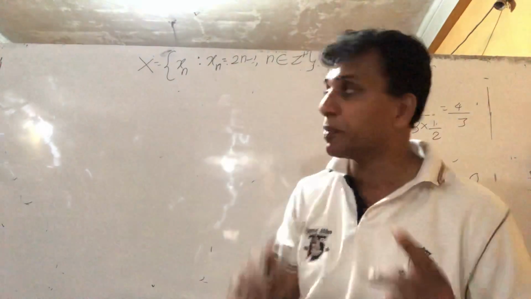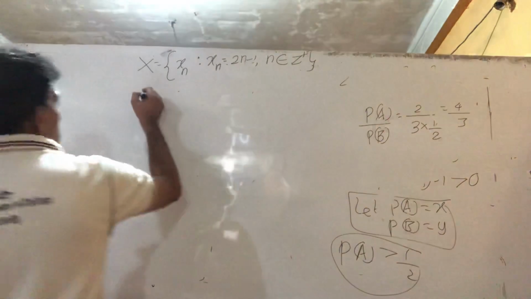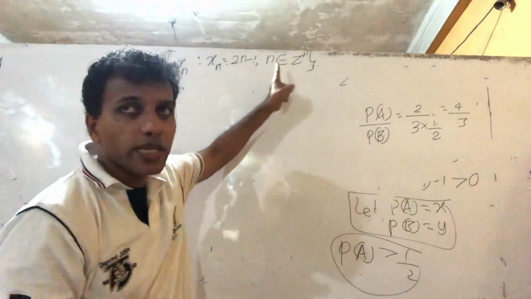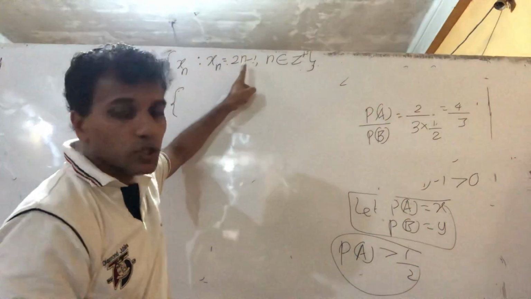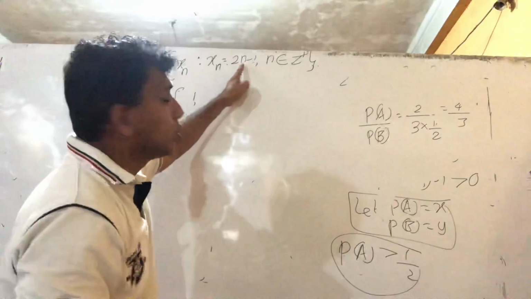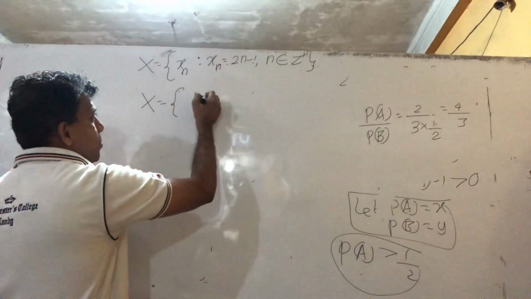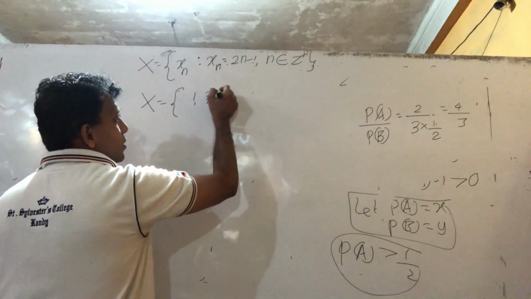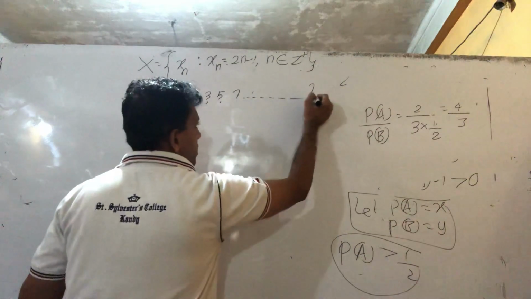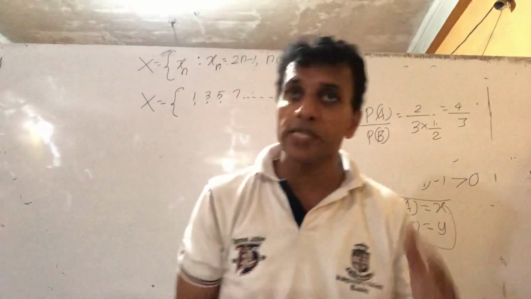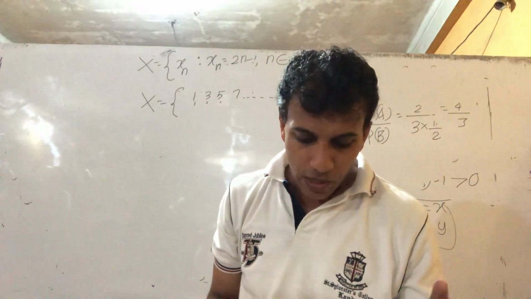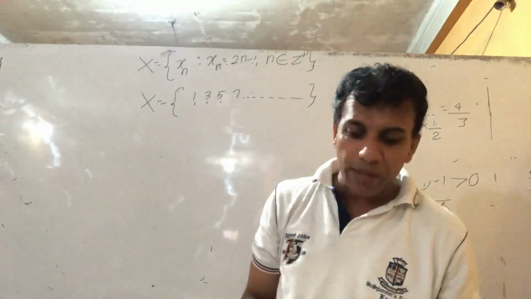What are the elements belonging to this set? Capital X equals, they said, n is a positive integer. Put n as 1: 2 minus 1, that is 1. Put n as 2: 4 minus 1, that is 3. Odd numbers. Put n as 3: 5. n as 4: 7, and so on. Therefore, the problem is about natural odd numbers. Now they ask for the mean and the variance of the first n elements of the set.